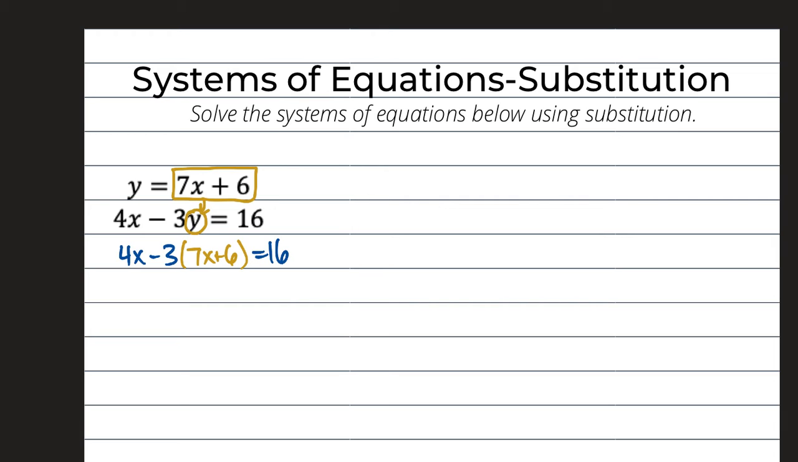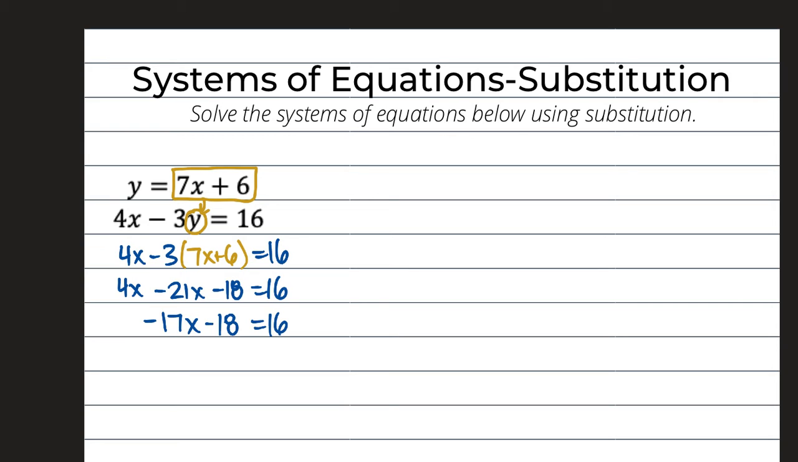From here, it's solving an equation. So get rid of the parentheses. To do that, you would want to distribute the negative 3. Negative 3 times 7x is negative 21x. Negative 3 times 6 is negative 18. And then equals 16. Now from here we can combine like terms. So we have 4 minus 21 for the x's. So that gives us negative 17x. And then if I bring down the minus 18 equals 16.